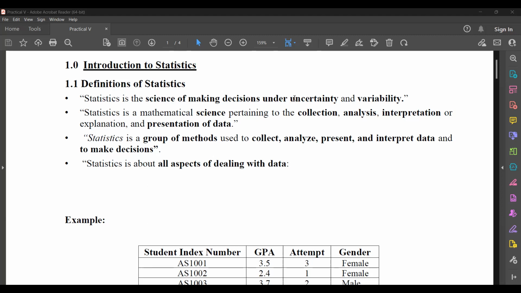Okay, right. So in the second definition, you can see that statistics is a mathematical science pertaining to the collection, analysis, interpretation or explanation, and presentation of data, right? So likewise, I have mentioned four different definitions. There are many others. However, if we consider all these definitions, the summary is something like this, right?